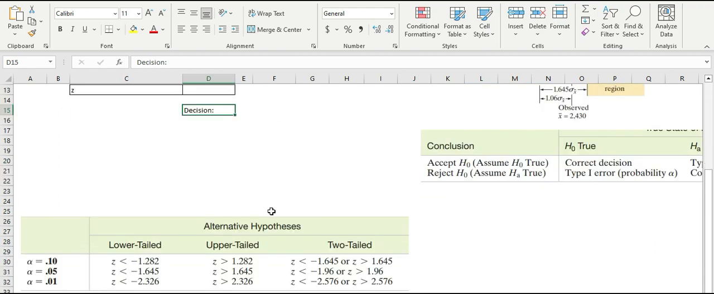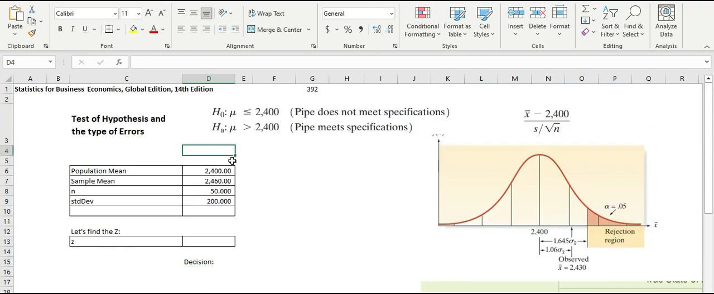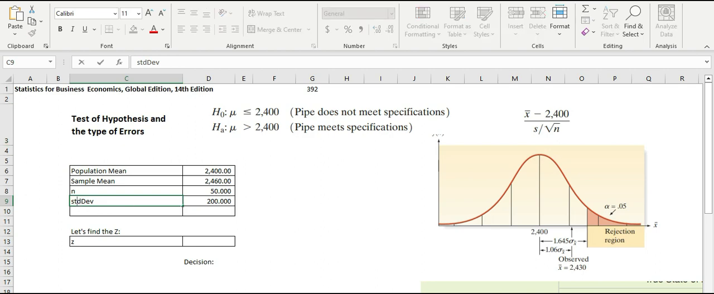So we have a population mean of 2,400 and a sample mean of 2,460. We have a sample size, denoted as n, of 50, and a standard deviation of 200. This is a sample standard deviation. This is a sample from the book.